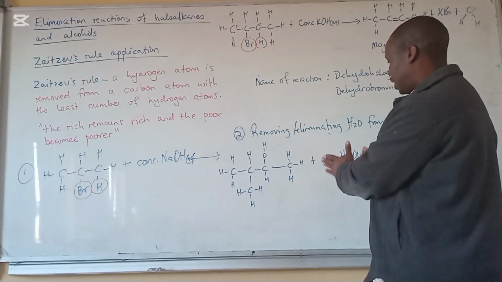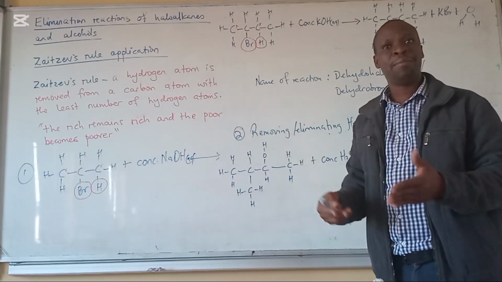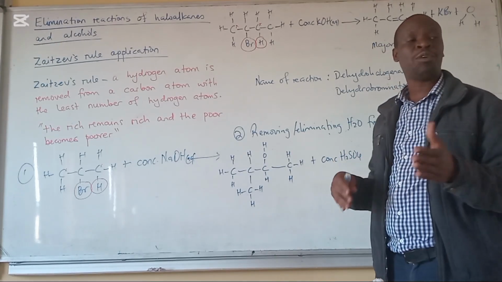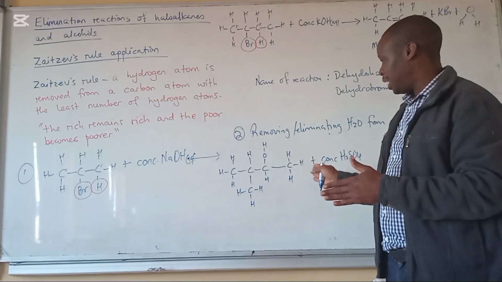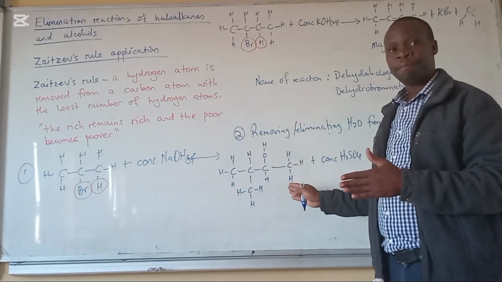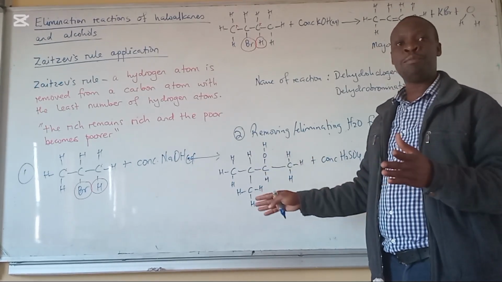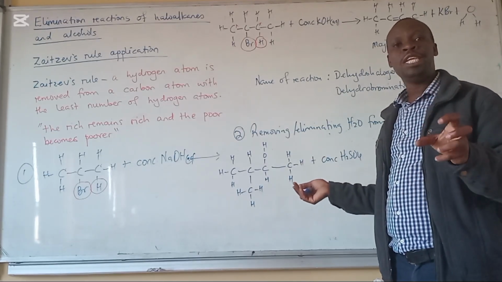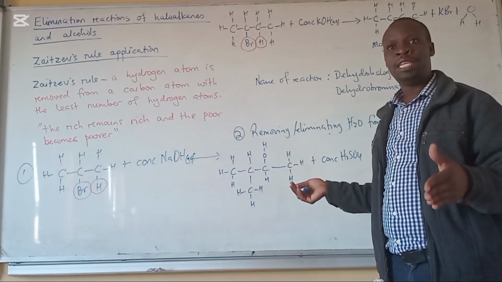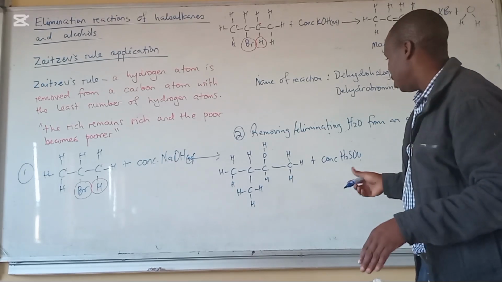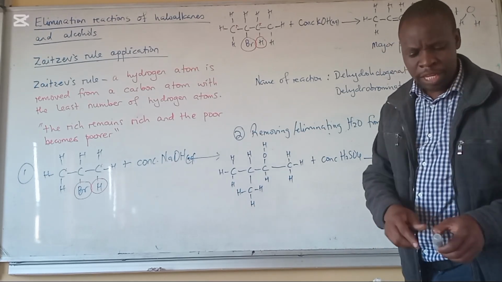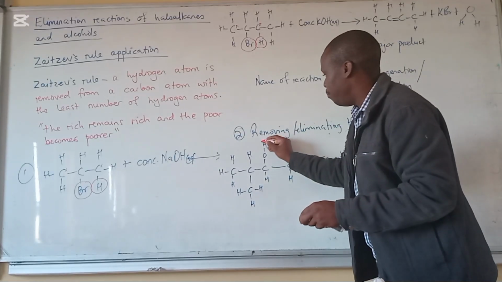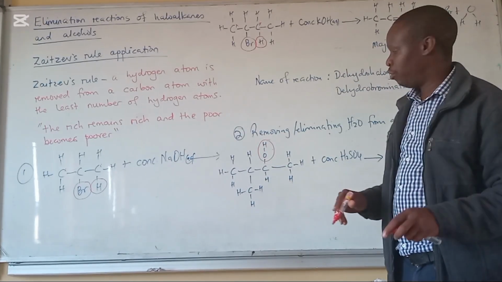Because at times they will just give you a condition for you to determine what type of reaction is taking place. So once you see concentrated sulfuric acid being used, you must know that it's elimination of water from an alcohol. Though it can also be used in esterification. We'll look at it at some later stage. Right. So in this reaction, the OH is going to be removed.